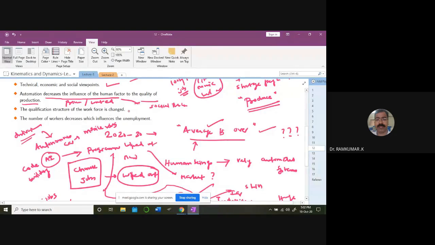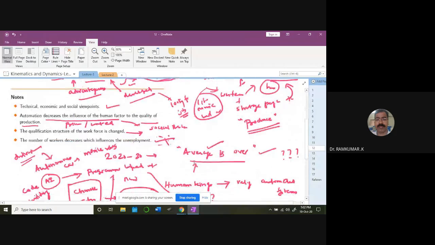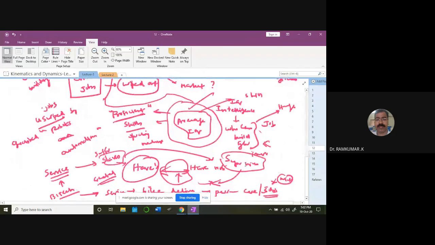And the qualification structure of the workforce has changed. The number of workers decreases, which influences unemployment. That's what I told you, a key point. Think about how we can avoid it. But we can create more robots for elderly care. That and all is there.